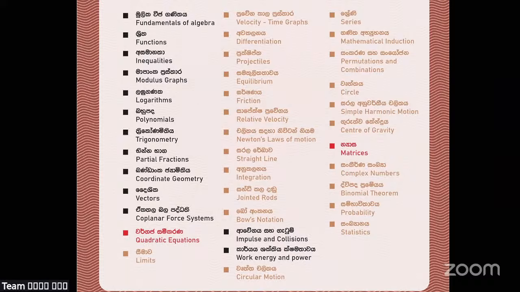Right. So we have to complete fundamentals of algebra. We will be starting the lesson today, and we will be completing the lesson by the end of the month, and we will continue doing some more questions in April, right? And we will start the second lesson, which is functions. No, we have to start the second lesson, inequalities. Then we can start the third lesson, functions. So we have modulus graphs, logarithms, polynomials, trigonometry, partial fractions, coordinate geometry, etc.